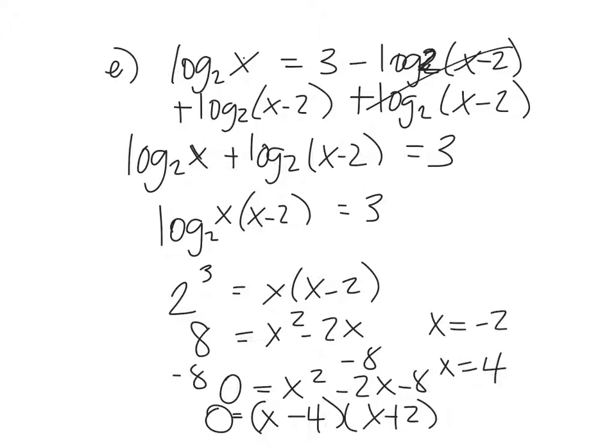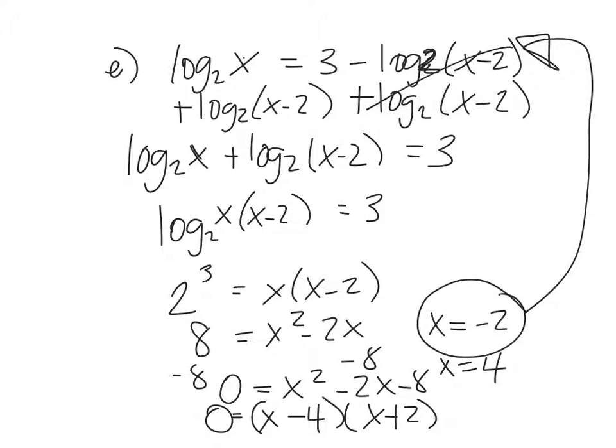Now again, I have to check. And so which one of these can I not plug in? Remember, go back to the original that's written on my paper. If I plug in negative 2, I'll get log base 2 of negative 2, which I can't have. And always, of course, don't forget to check the other one, because sometimes they both won't work. But in this case, if I plug in 4, I'll get log base 2 of 4 and log base 2 of positive 2. So in this case, one answer works out, one doesn't, and that's okay.